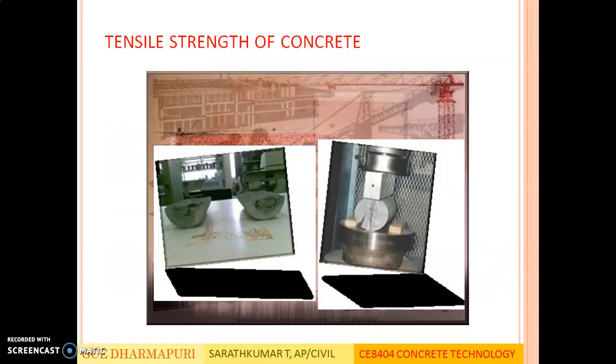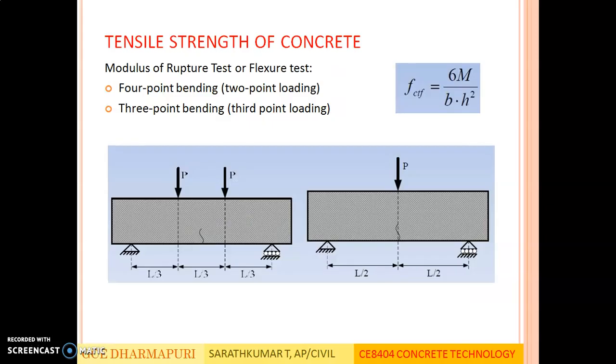So these are the real life testing pictures, and the first figure shows the cylindrical concrete specimen after applying the load, after the failure. It looks like that. Next, the modulus of rupture test.